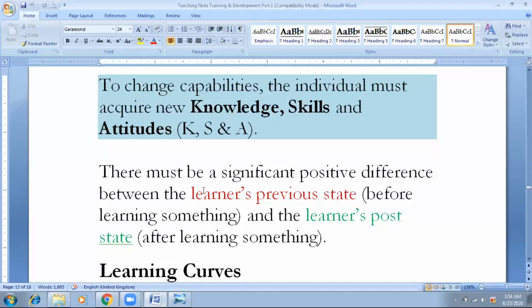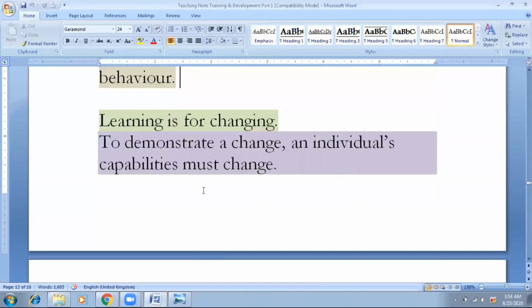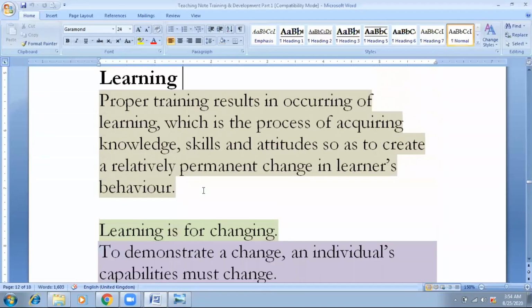Okay? Right. So therefore, there must be a significant positive difference between the learner's previous state and the learner's post state. This change should be permanent, relatively permanent.